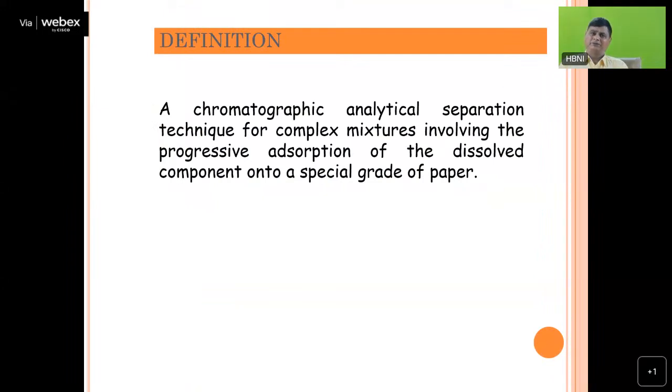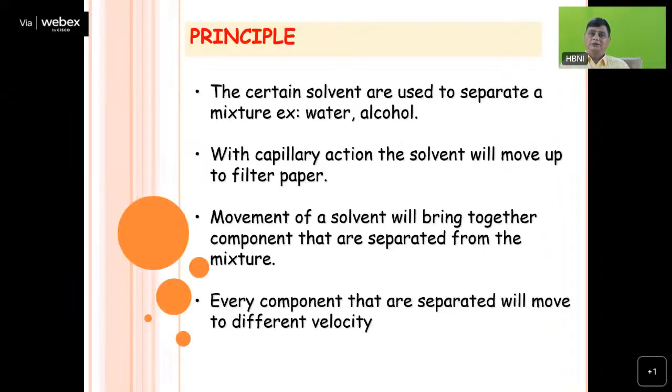The definition of paper chromatography: an analytical separation technique for complex mixtures involving the progressive adsorption of the dissolved components, done on a special grade of paper. It's better not to take a simple cellulose type of paper. Certain solvents are used for separation, for example water and alcohol. With capillary action, the solvent moves up the filter paper, and the movement of the solvent carries along the components that are separated from the mixture.